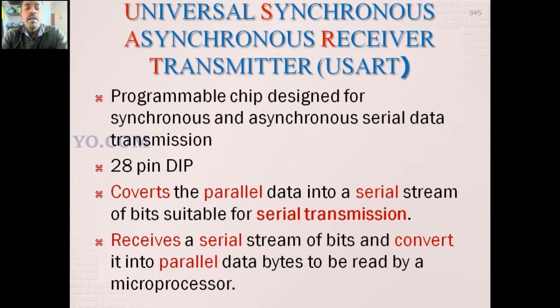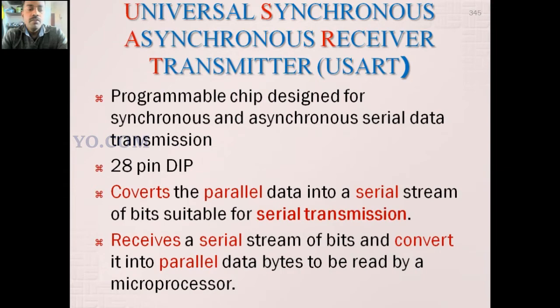So it converts the parallel data into serial streams of bits suitable for serial transmission. It receives the data from the microprocessor in parallel form, the parallel data is converted into serial data, and then the serial data is transmitted to the next device. In the same way it receives serial streams of bits. If it acts as a receiver, it receives the serial data from the external device and sends it to the microprocessor in parallel form.